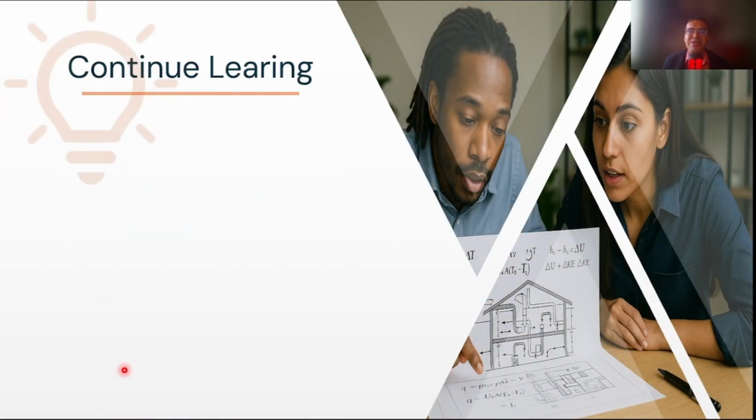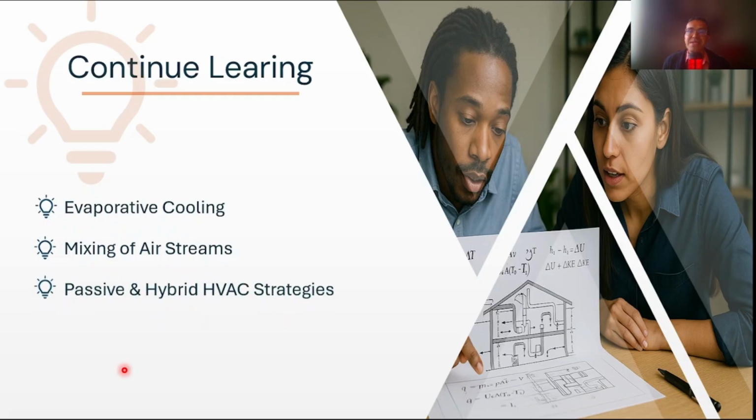Next, we'll explore evaporative cooling and air mixing, two processes that often occur in passive or hybrid systems. These involve different principles but are equally important to understand using the psychrometric chart.